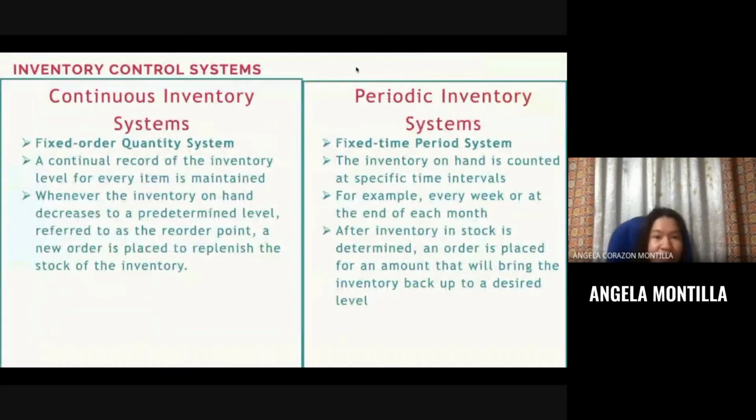Next is the inventory control systems. The first system is the continuous inventory system, or the fixed order quantity system. A continual record of the inventory level for every item is maintained, and whenever the inventory on hand decreases to a predetermined level, referred to as the reorder point, a new order is placed to replenish the stock of the inventory. Next is the periodic inventory system, or the fixed time period system. The inventory on hand is counted at specific time intervals, for example, every week or at the end of each month. And after inventory in stock is determined, an order is placed for an amount that will bring the inventory back up to the desired level.